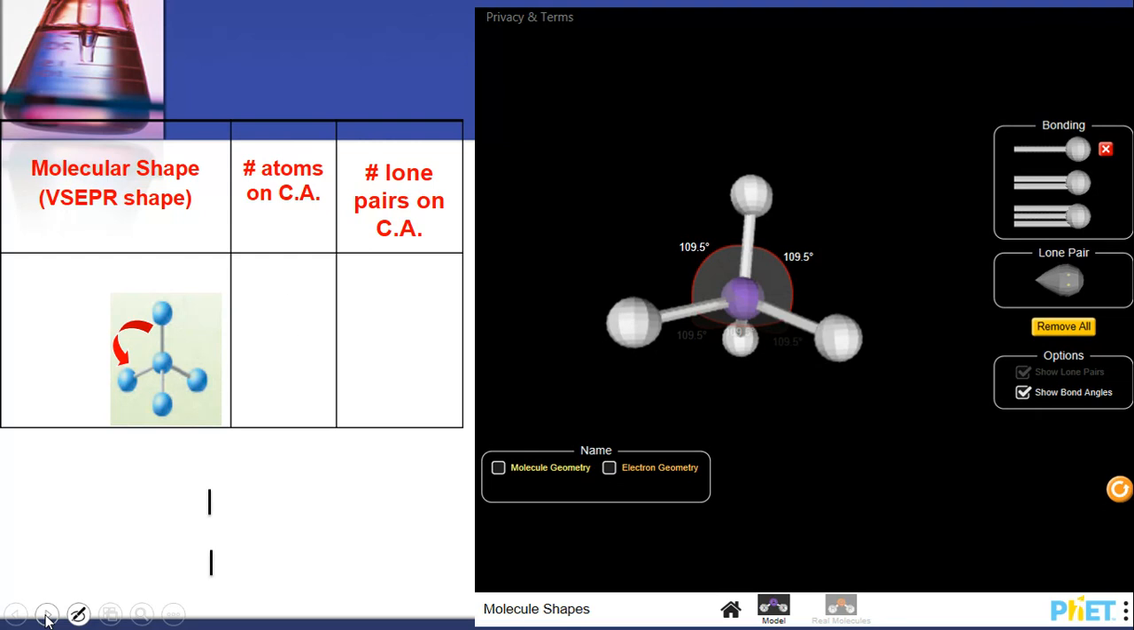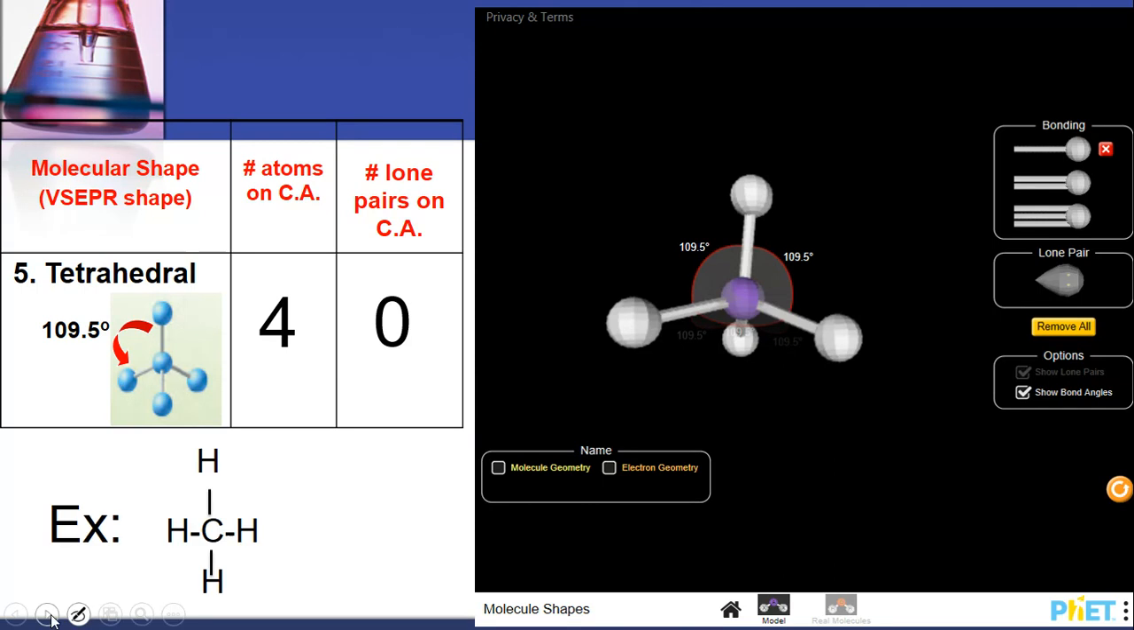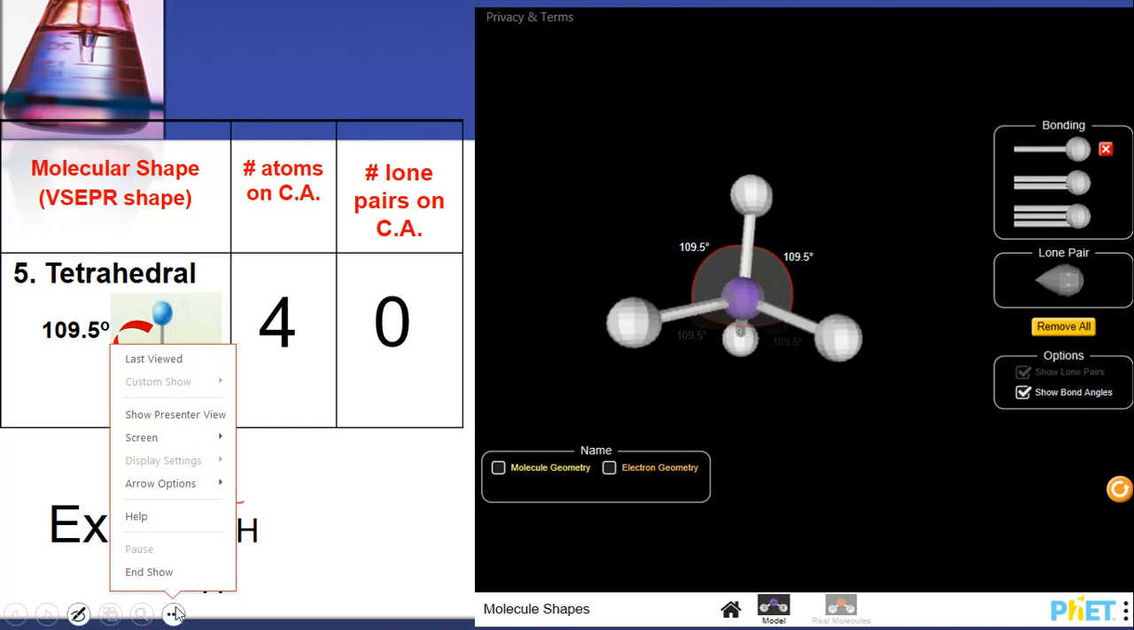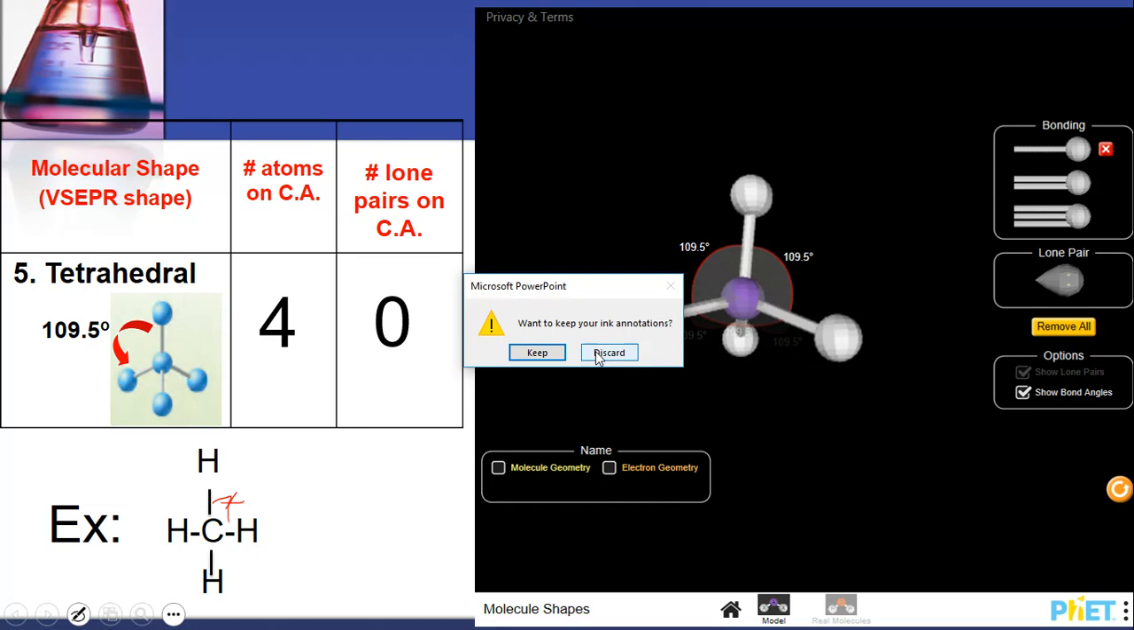Finally, the fifth and final VSEPR shape is called tetrahedral. It has 4 atoms on the central atom and no lone pairs. We call it tetrahedral. Remember, tetra means 4. And the bond angle on tetrahedral is 109.5 degrees. Notice they're evenly spaced and a little tetrahedron. They're not 90-degree angles like a lot of students will think, because it looks 90 degrees on your paper. Instead, they're 109.5. Remember, these molecules are 3-dimensional.